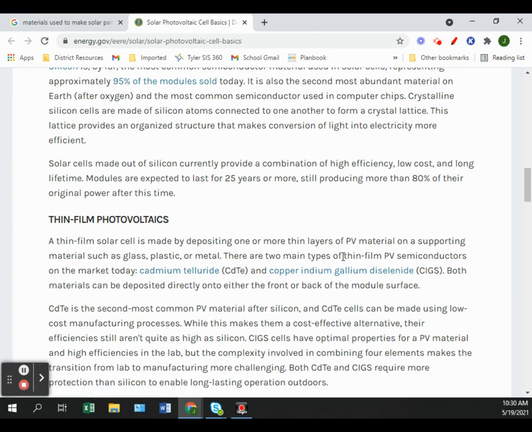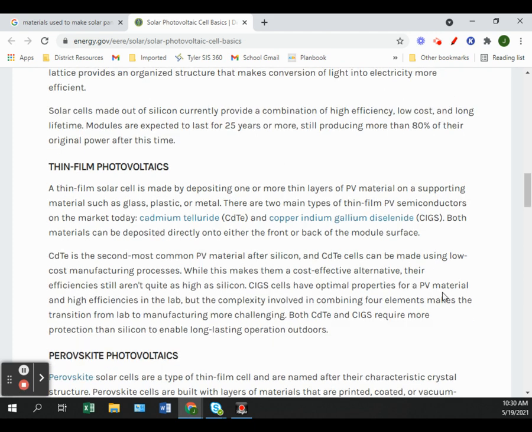So the photovoltaic semiconductors are cadmium telluride. This is where you're talking about mining some of those metals, which would probably have an impact. Copper, indium, gallium, diselenide. So those metals. So, trying to be objective, yes, there is an environmental cost to having to mine some of the metals and do those types of things.